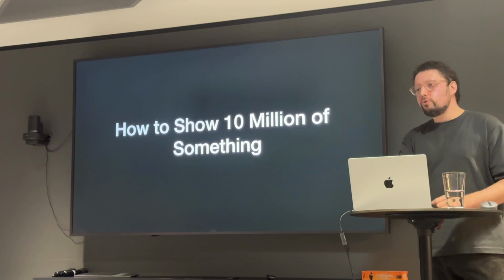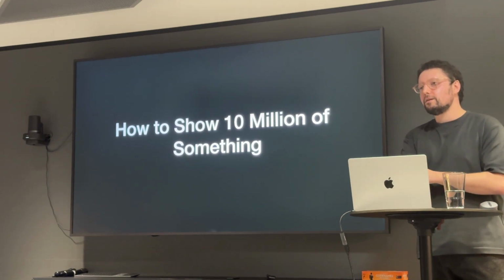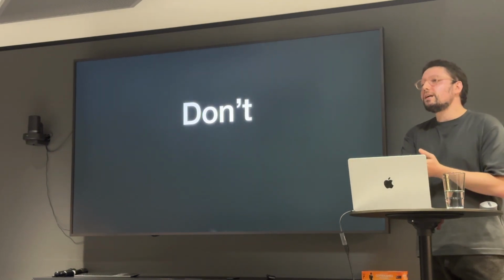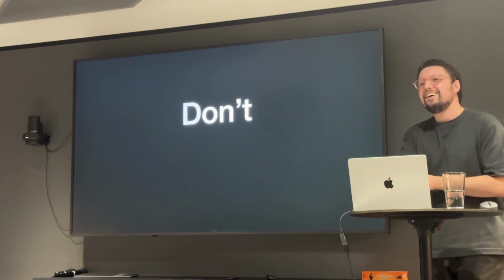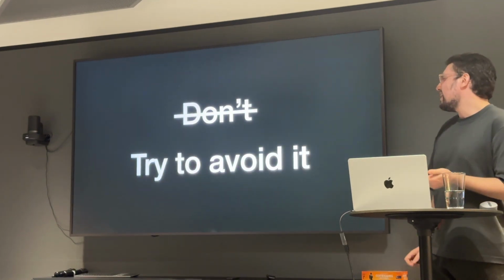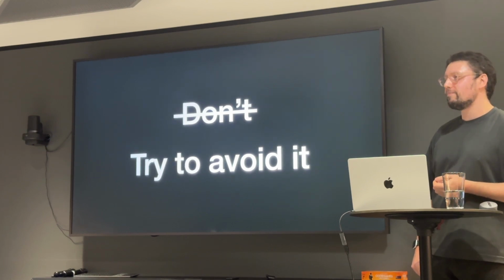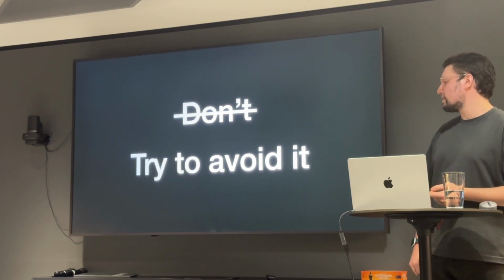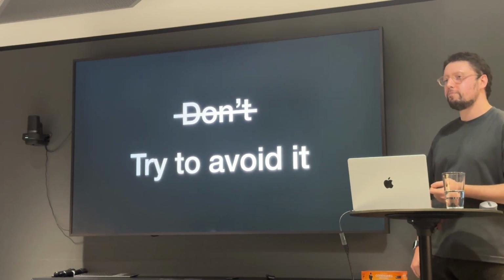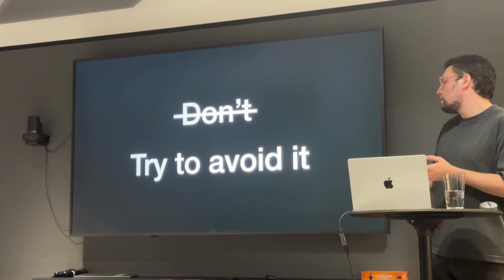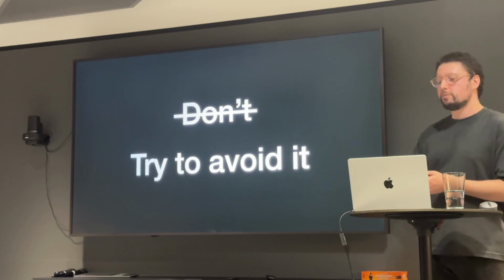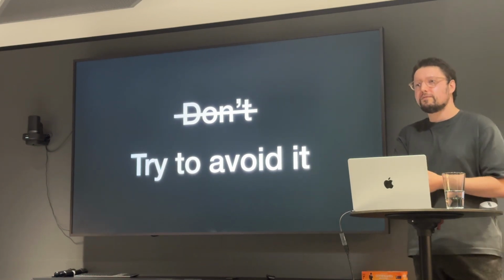So how do you show 10 million of something? Well, the first thing I would say is you don't. But seriously, I would say try to avoid it. It makes everything worse and more difficult. Your code gets more complex, it takes longer to write, it's harder to debug. Even if you do it as well as you can, there are performance trade-offs compared to not showing 10 million of something.